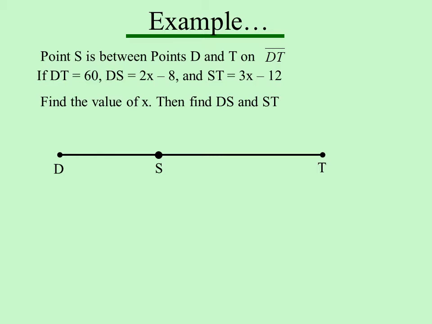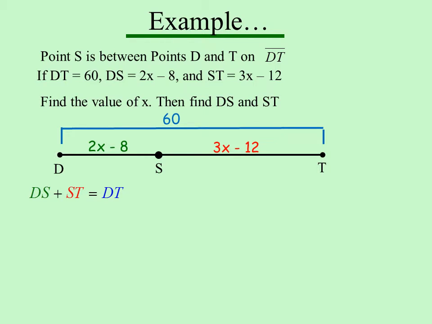I'm going to put in what I know. I know that DT is 60, so I know this segment here is 60 units. DS is 2x minus 8. Well, I don't know what x is, but I'm going to still write that in, 2x minus 8. I know that ST is 3x minus 12, so I'll put that in, 3x minus 12.